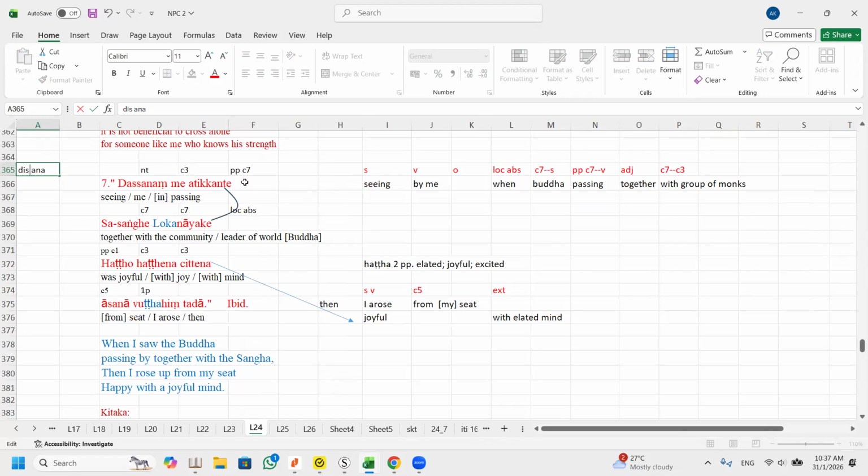So in this case, can you see the word Buddha, tada? What do you do now? Okay. When you see a neuter noun, it can be object or subject. Now, can you see this is a past participle, and this is also in the locative. So this and this form a locative absolute. In this case, this is neuter, this is first case, subject.